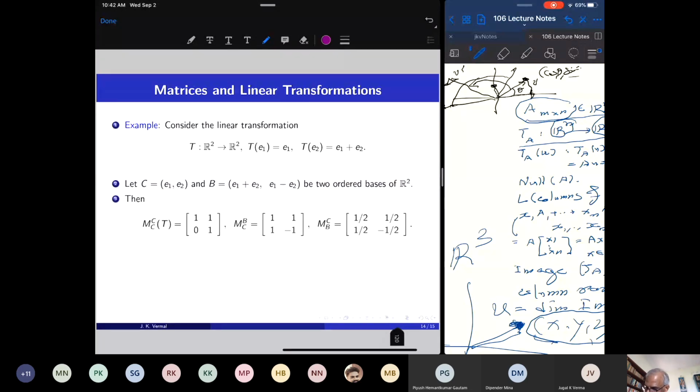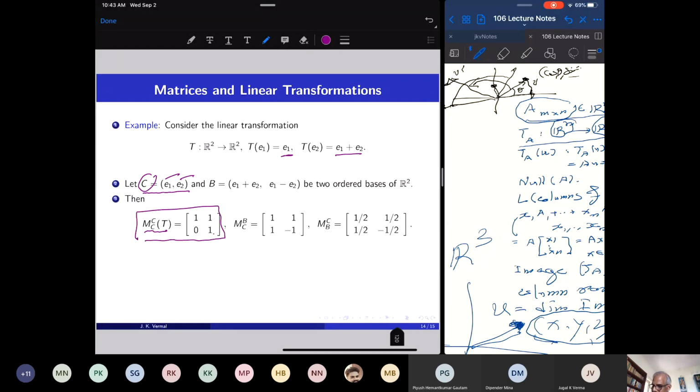Okay, so the matrix of T with respect to basis C. C is the standard basis. How to find the matrix of T with respect to the standard basis? I will operate T on E1, T on E2, and find the coordinates with respect to C itself. So T of E1 is E1, and that is the vector (1, 0). The coordinate vector of E1 with respect to E1, E2 is (1, 0). The coordinate vector of T(E2), that is E1 plus E2, with respect to C is (1, 1). So this is the matrix of T with respect to C.